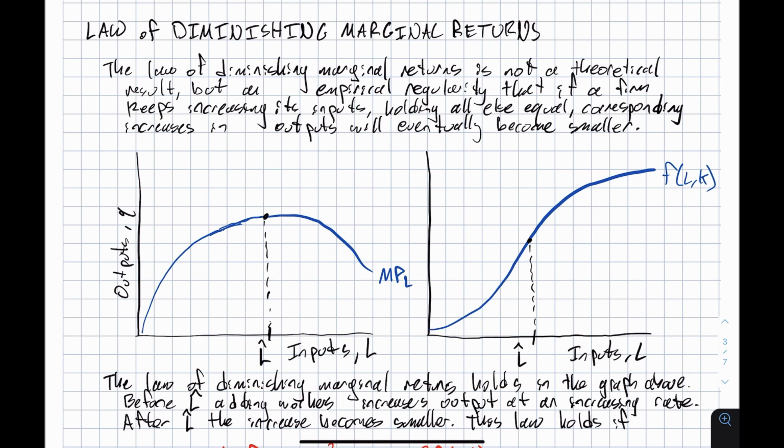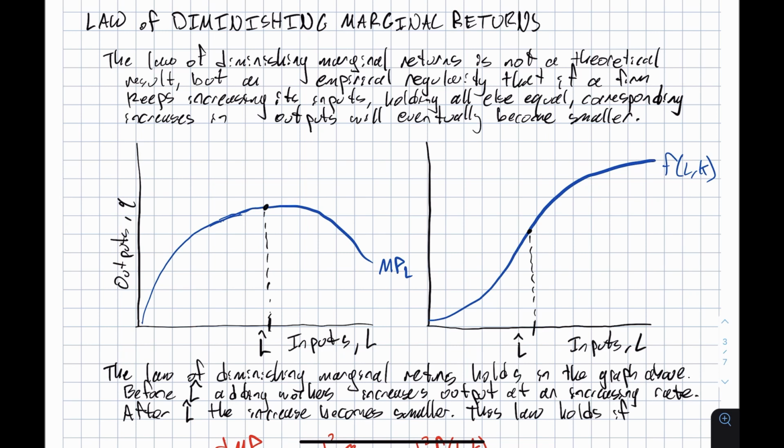Okay. So next we turn to the law of diminishing marginal returns, which isn't really a mathematical law. It's really just a fact that we see show up in the real world quite frequently. It isn't always true, but it's very consistently true.